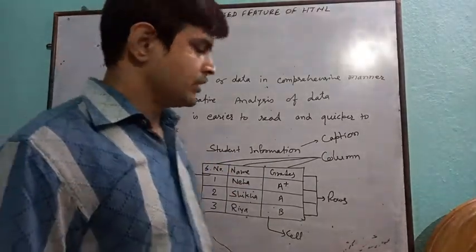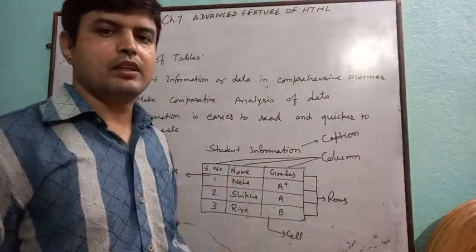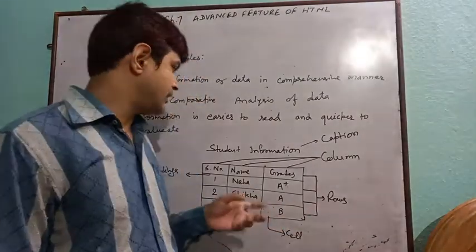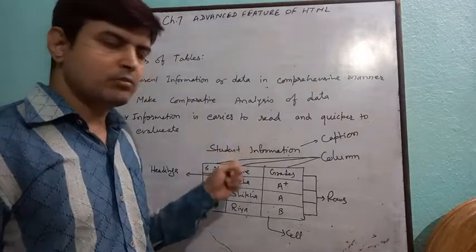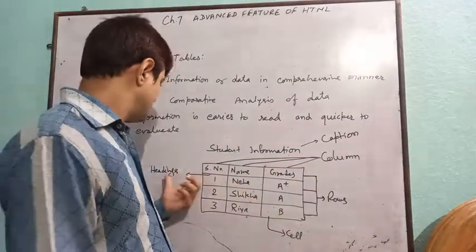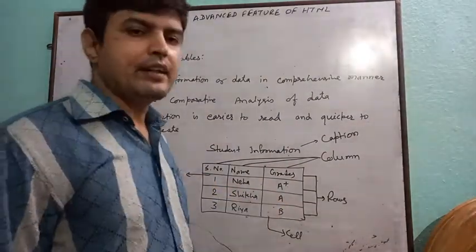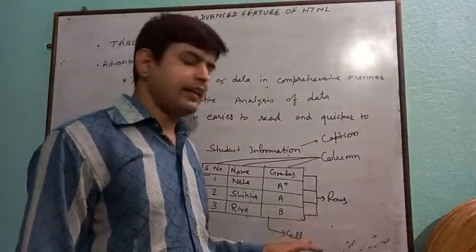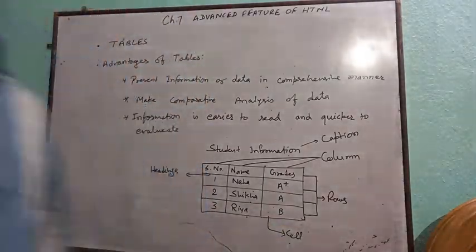Next, we will discuss the different tags related to tables. There are various tags. The first tag is the table tag. We use the caption tag to give the title of the table, and we use the th tag for headings, the tr tag to define a row, and the td tag to enter the value. So let us discuss this. Let me rub the board first.